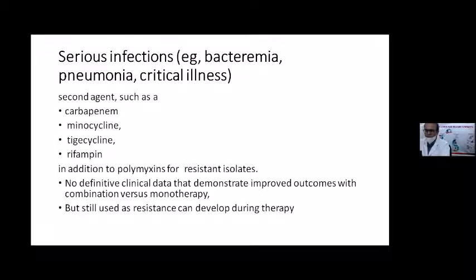Now, if the infection is serious with Acinetobacter, like bacteremia, pneumonia, critical illness, then along with polymyxin B, or polymyxin, we should add one of the agents such as carbapenem, minocycline, tigecycline, or rifampicin. These are the combination therapies which are being advocated for treatment of a critically ill patient infected with Acinetobacter baumannii infection.